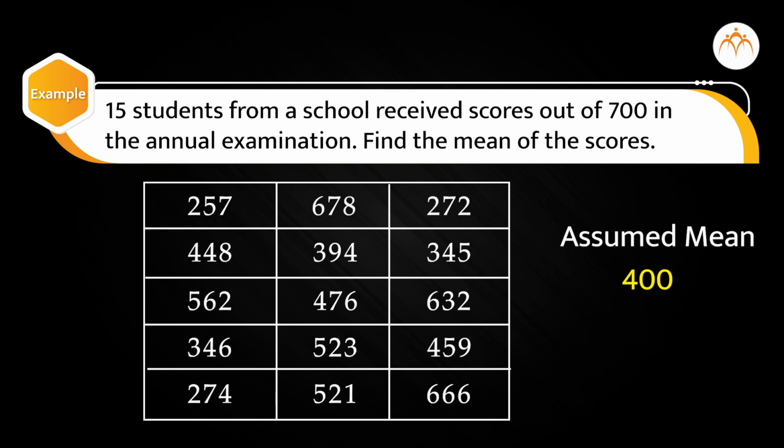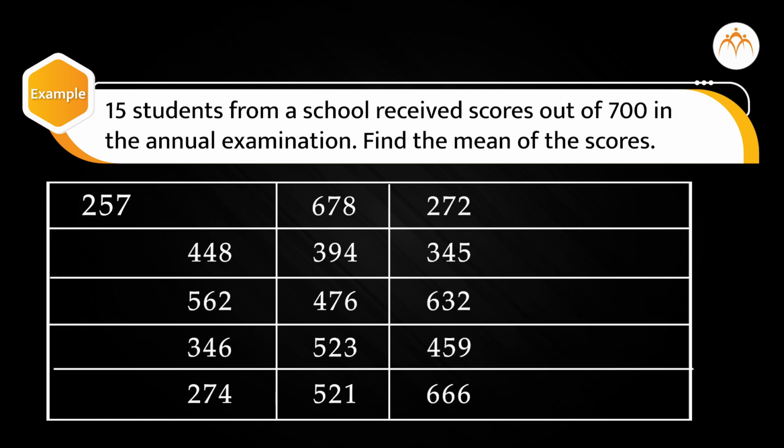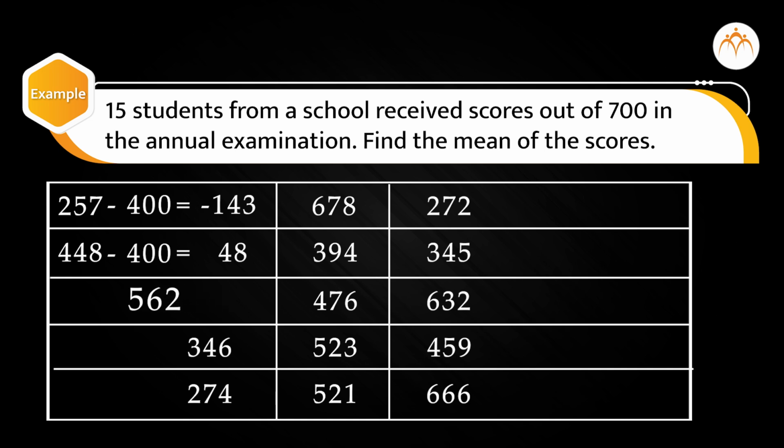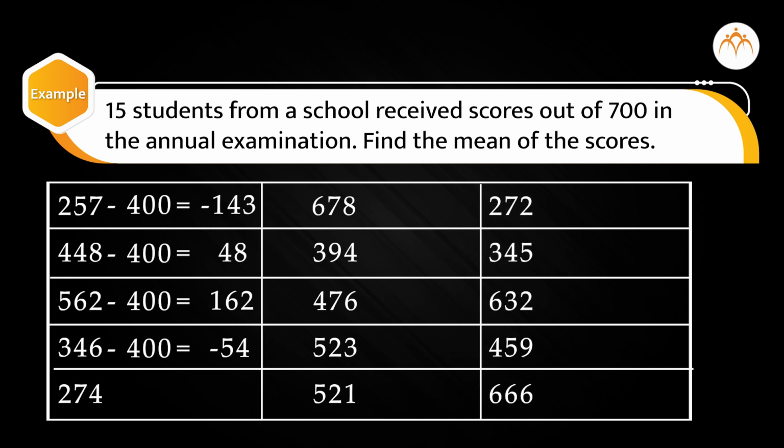Let's solve the first example by taking 400 as the assumed mean. Therefore, the table will look as below. 257 minus 400 is equal to minus 143. 448 minus 400 is equal to 48. 562 minus 400 is equal to 162. 346 minus 400 is equal to minus 54. 274 minus 400 is equal to minus 126. 678 minus 400 is equal to 278.